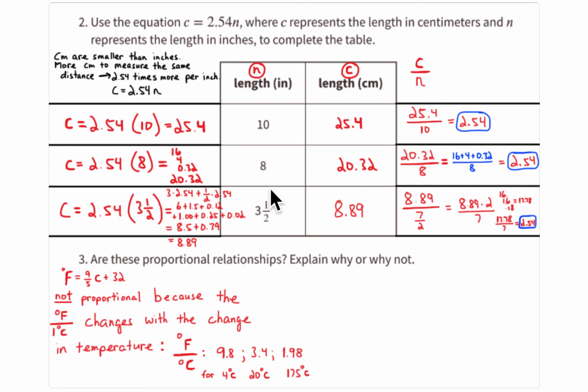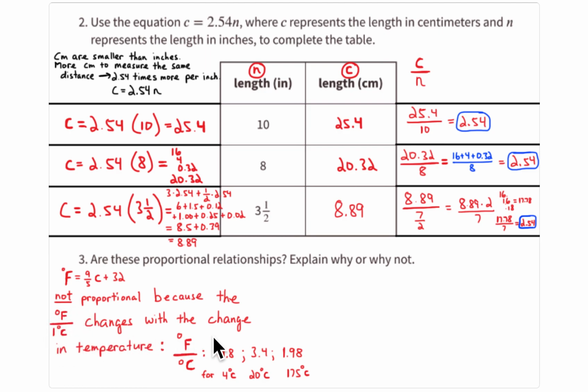All right, so we've gone through all these calculations, and we have shown that, are these proportional relationships? Explain why or why not. Well, the conversion to degrees Fahrenheit is not a proportional relationship, because there is no single value for the number of degrees Fahrenheit per single degree Celsius. That changes. As the degrees Celsius changes, this ratio changes.